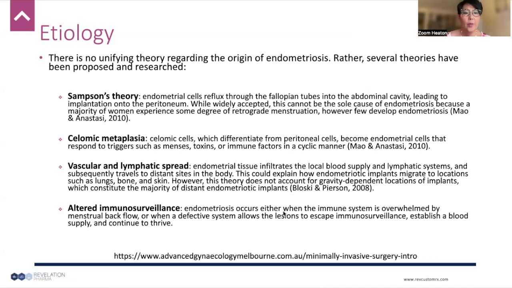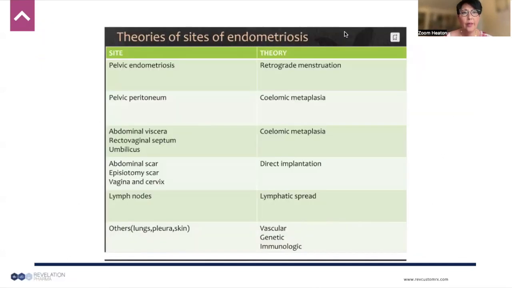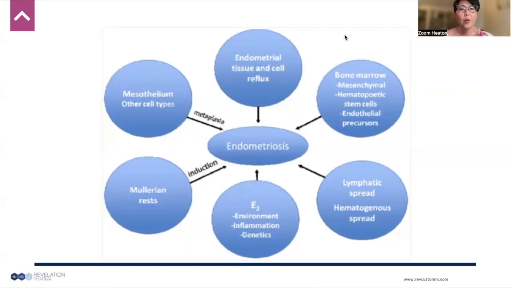And there's also coelomic metaplasia, vascular and lymphatic spread, and altered immunosurveillance theories. So there's no single theory that can account for the location of endometriosis in all cases. And this is just a nice chart showing the various sites that are affected by each theory. So there is no single universally accepted theory that explains all cases. And this is most likely because endometriosis does not have a single disease pathway.